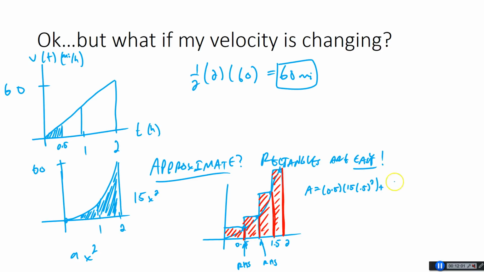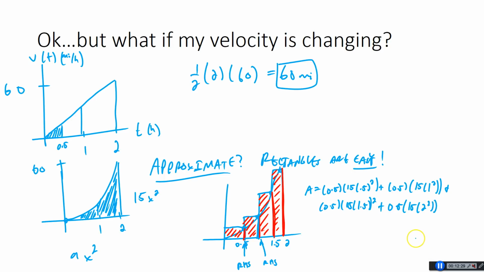The next would be 0.5. Notice the width of each one of these is 0.5, times the right side run up to the curve. Right side is going to be 1 squared times 15, so 15 times 1 squared. The next one's going to be 0.5 times 15 times 1.5 squared. And the next one's going to be 0.5 times 15 times 2 squared.